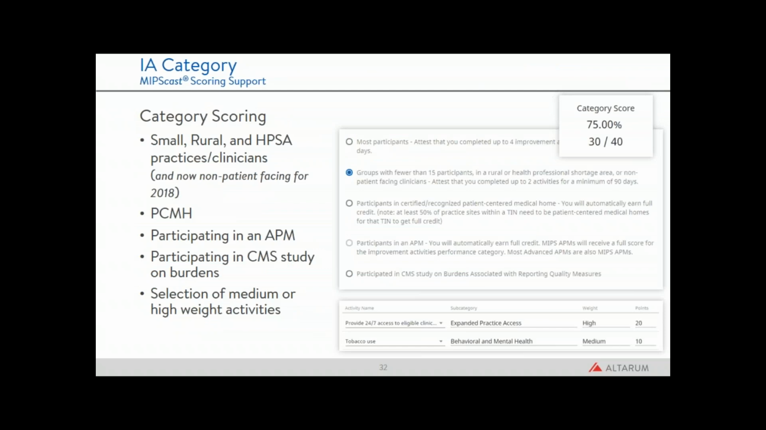MIPS allows for entry and scoring evaluation of improvement activities and accounts for scoring rules related to small practices, rural or health professional shortage areas, patient-centered medical homes, APMs, or those participating in a CMS study on burdens associated with reporting quality measures. The system allows for the clinician or practice to select the activities they're participating in, indicates to them whether they're high or medium weight, and then scores them appropriately.